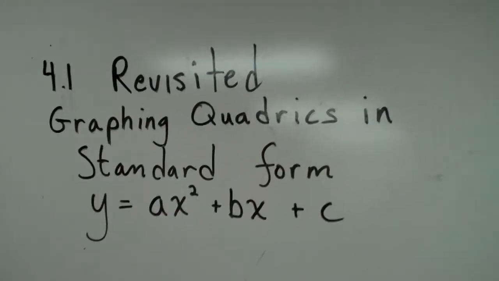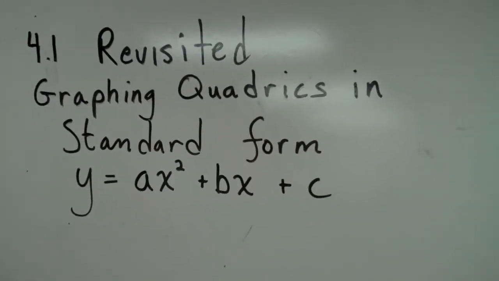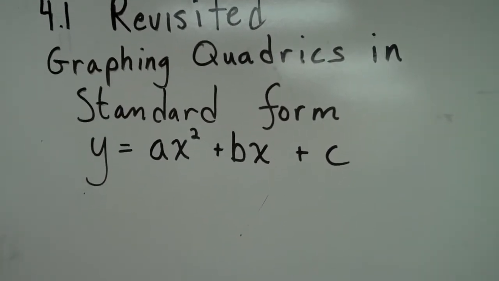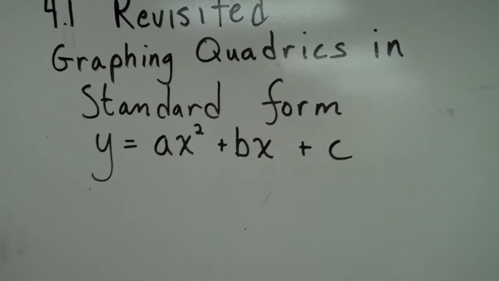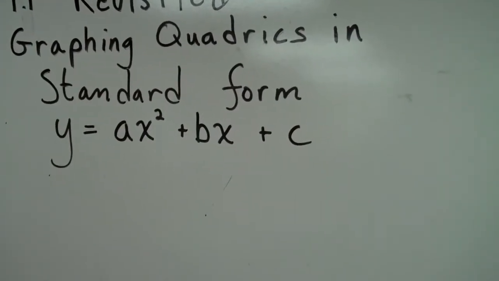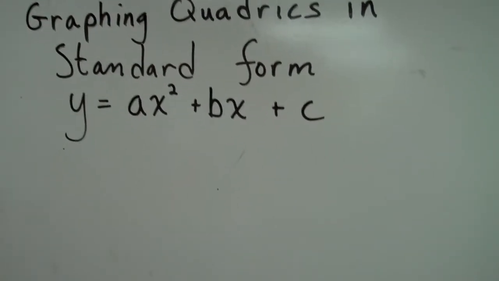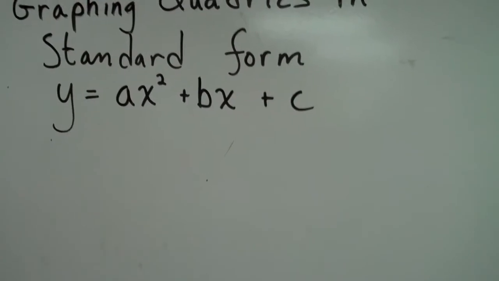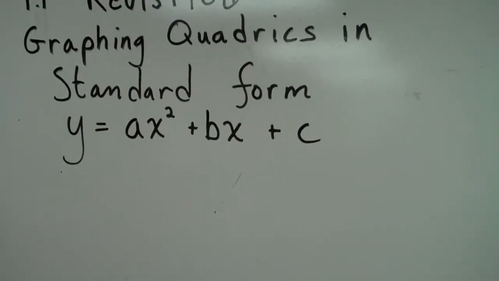Good morning. 4.1 Revisited, graphing quadratics in standard form. That's when you have y equals some constant times x squared plus a constant times x plus c. Again, some number a times x squared plus some number b times x plus some constant number.